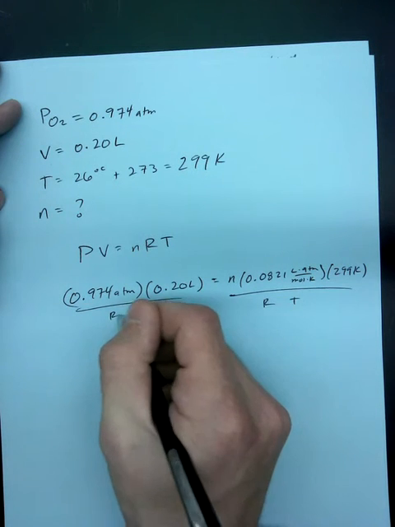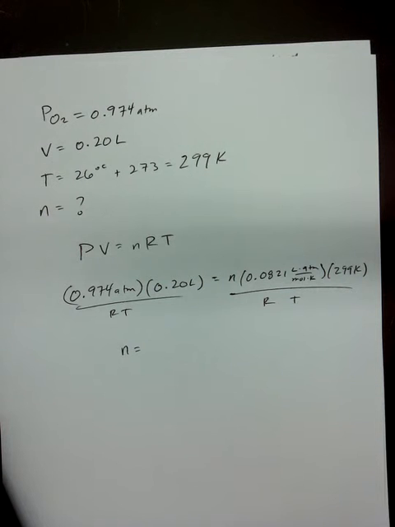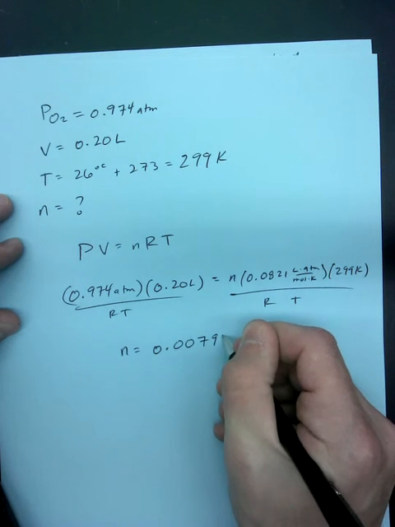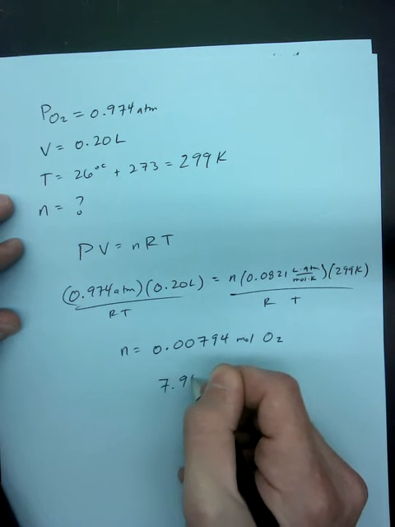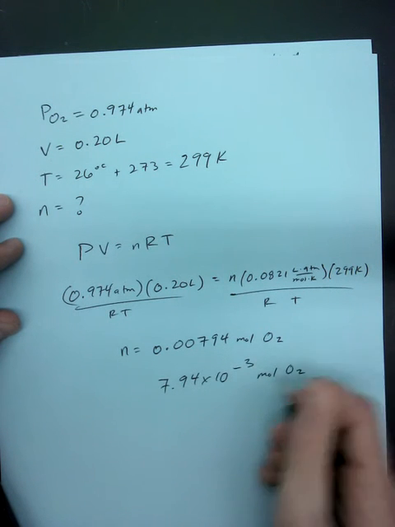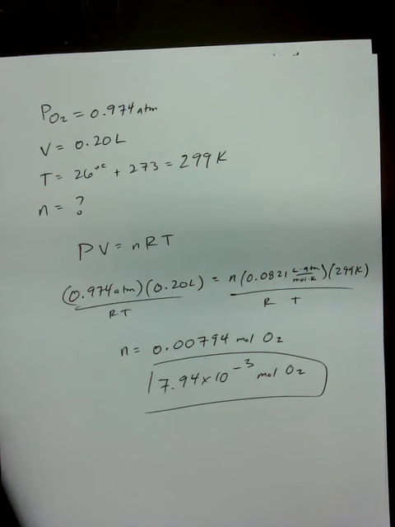I'm not going to write it out here, guys. And we should get, sorry for the pause, 0.00794 moles of O2. Put it in scientific notation. Not very many. 7.94 times 10 to the minus third moles. So there you go, guys.